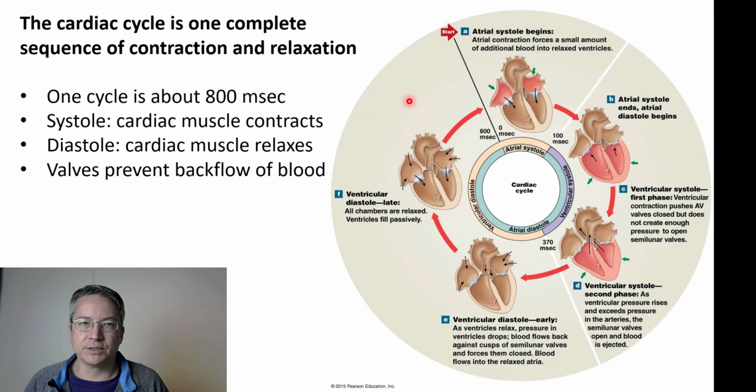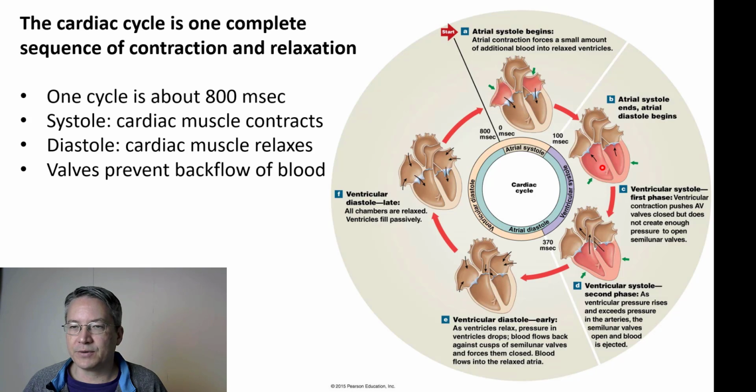The cardiac cycle is one complete sequence of contraction and relaxation. There are a few basic pieces of information we need to know. One cycle is about 800 milliseconds long. Systole refers to cardiac muscle contraction. Diastole refers to cardiac muscle relaxation. And finally, the valves within the heart prevent the backflow of blood.